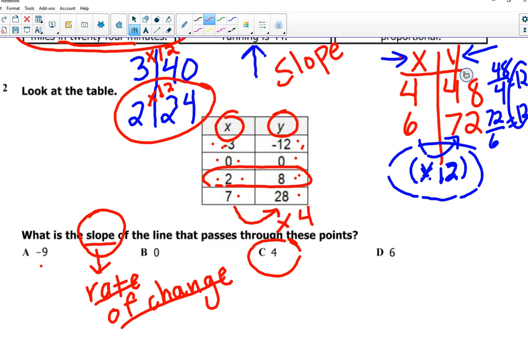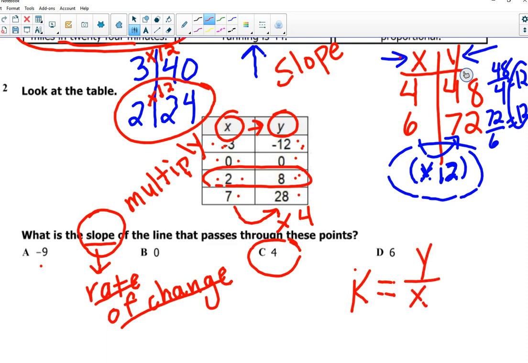So when you're looking for slope, you're looking for the number that you multiply x by to get y. You're looking at that relationship. That's our rate of change. Remember when we used k for rate of change? That's the same thing. We took y and divided by x. K is the same thing as slope.